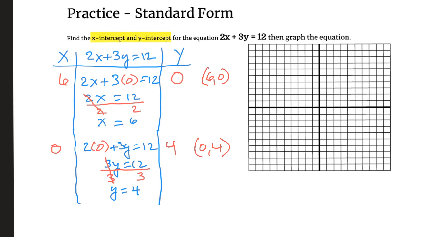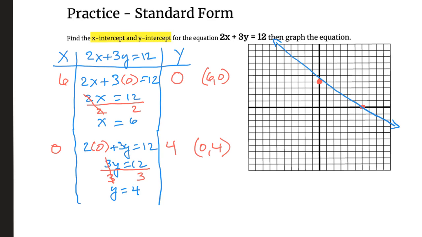So 6, 0, I'm going to go 1, 2, 3, 4, 5, 6. And that's there. And my y-intercept is (0, 4), which is 1, 2, 3, 4, which is right there. And then all you've got to do is just draw a straight line as long as you can. If you're on paper, you would use a straight edge. That's not the best line in the world, but you would use a straight edge to graph any line.